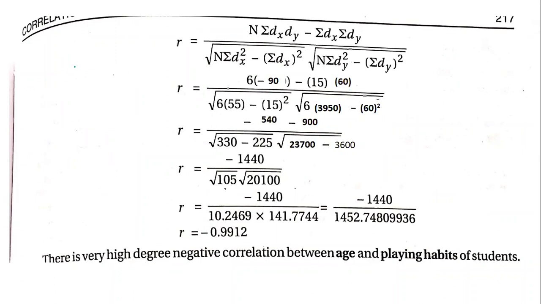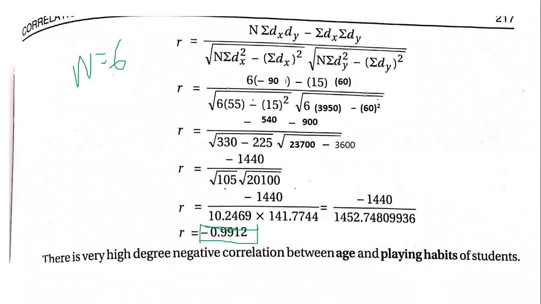N, that is the number of data, is equal to 6. So 6 into minus 90 minus 15 into 60, whole divided by square root of 6 into 55 minus 15 square, into square root of 6 into 3950 minus 60 square. And then if you simplify them, you will get minus 0.9912.